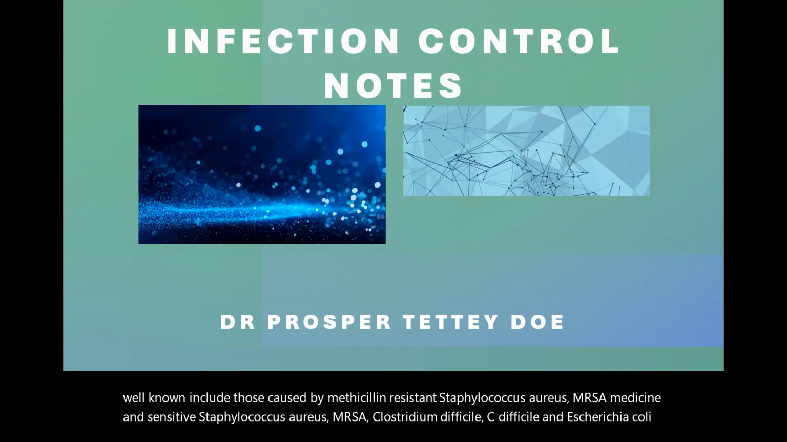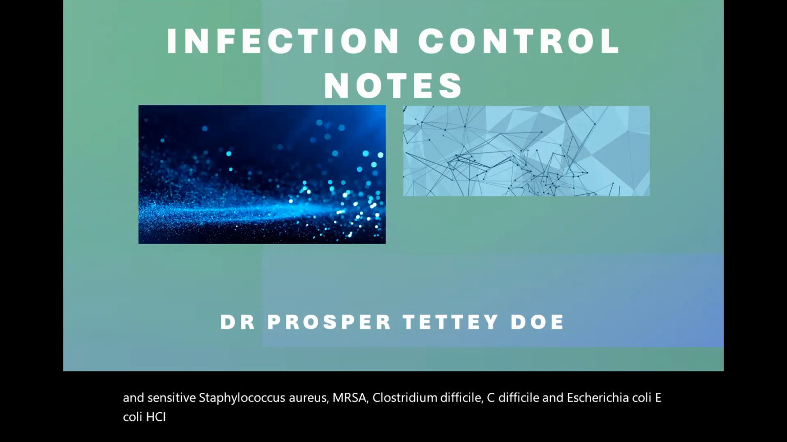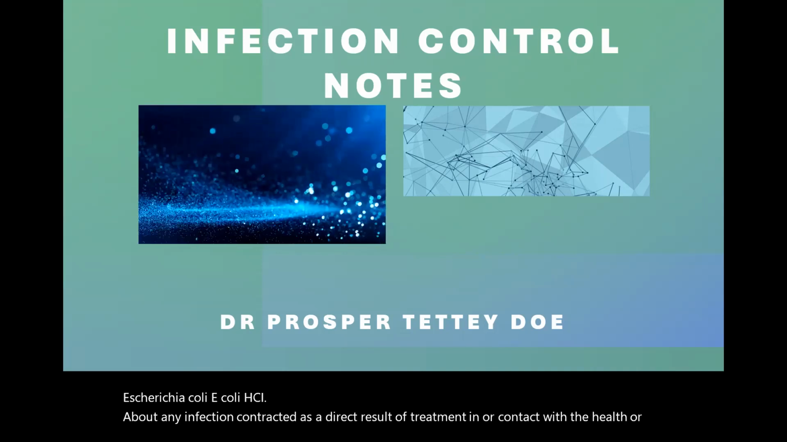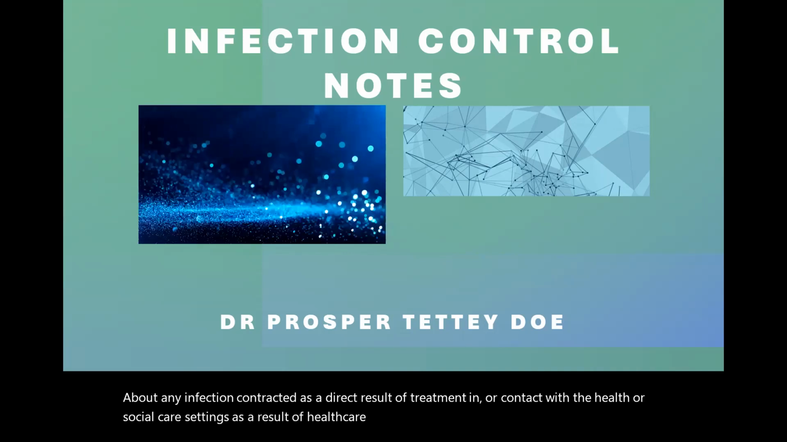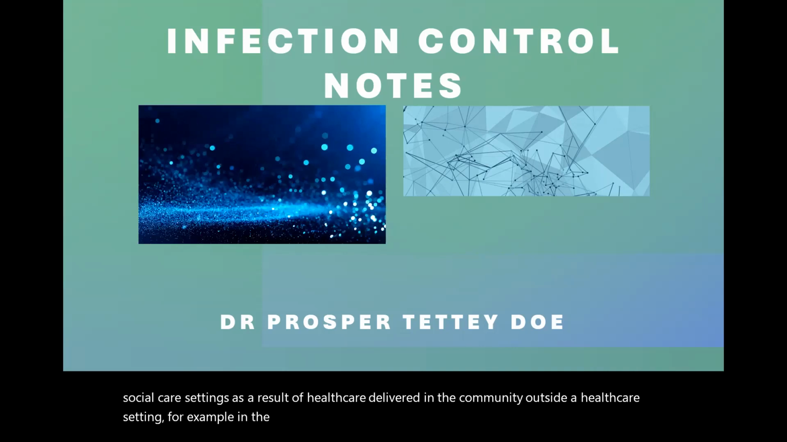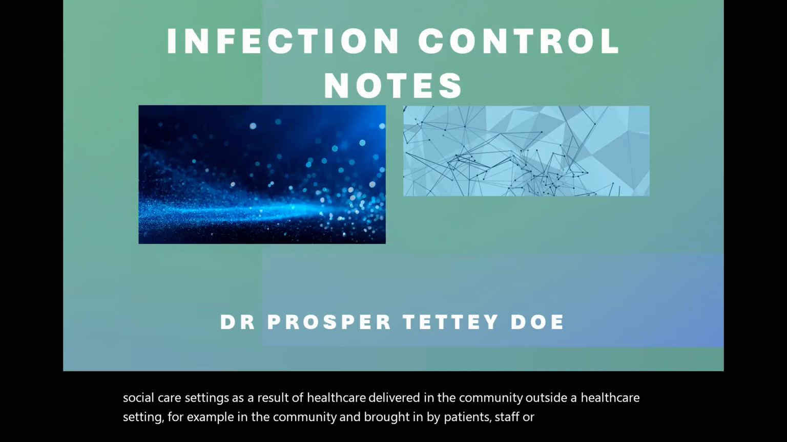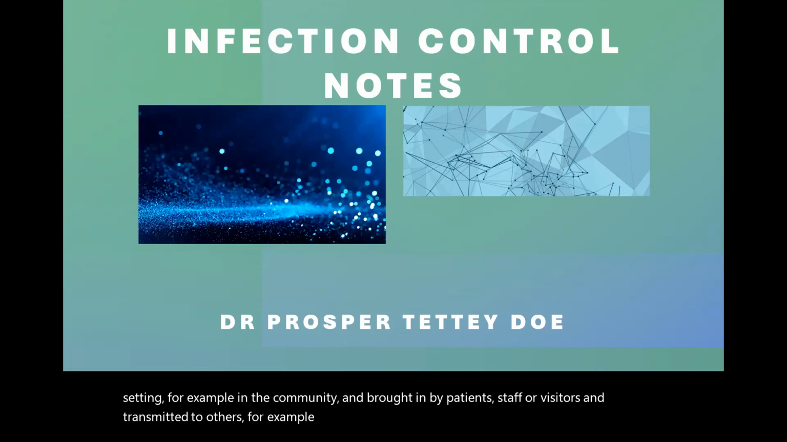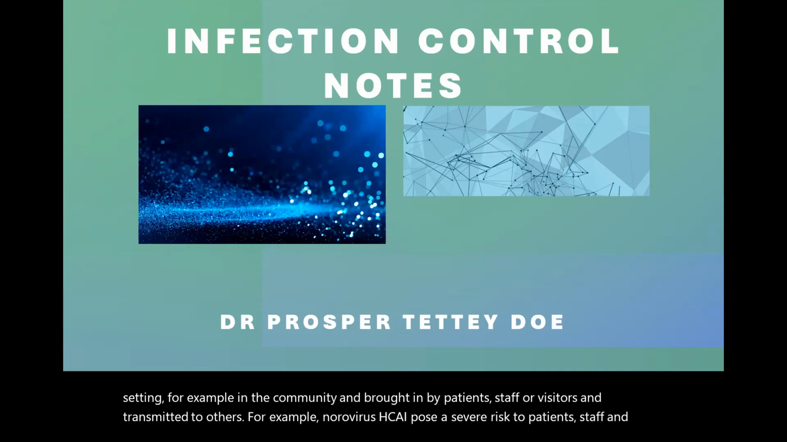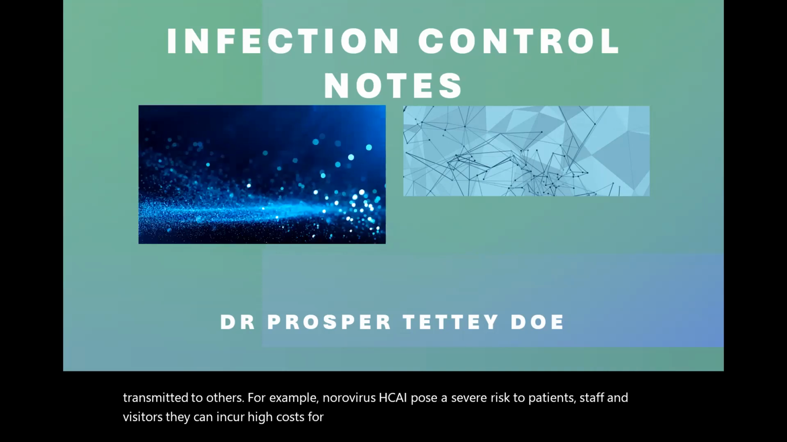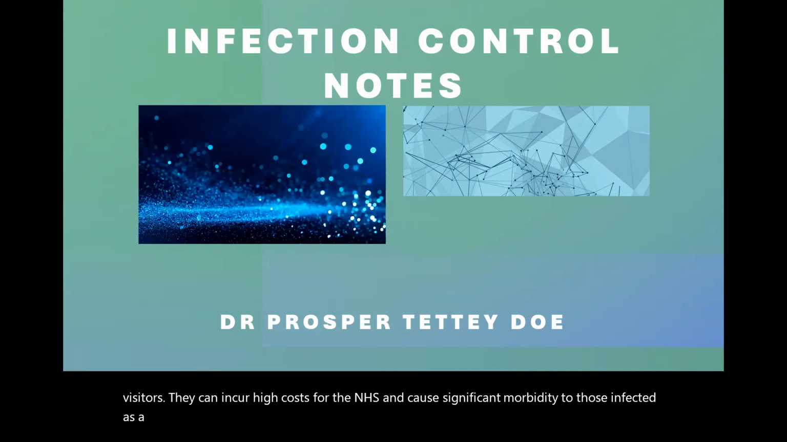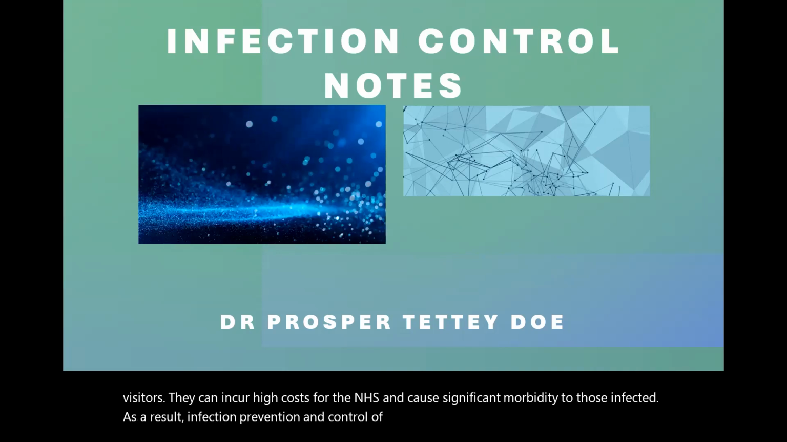HCAIs cover any infection contracted as a direct result of treatment in or contact with a health or social care setting, as a result of healthcare delivered in the community, outside a healthcare setting, and brought in by patients, staff or visitors and transmitted to others, for example, norovirus. HCAIs pose a severe risk to patients, staff and visitors. They can incur high costs for the NHS and cause significant morbidity to those infected. As a result, infection prevention and control are crucial priorities for the NHS.